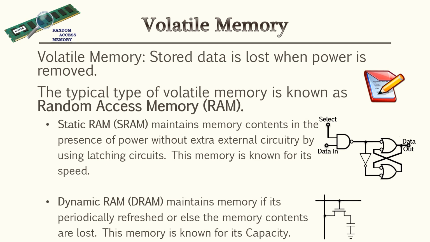Now there are two types of RAM, static RAM and dynamic RAM. Static RAM uses logic circuits to hold its ones and zeros, and this memory is usually known for its speed. Dynamic RAM uses capacitors, so it must constantly be refreshed just to keep its data, or else it will be lost. This memory is known for its capacity due to the fact that it uses very few components compared to static RAM.